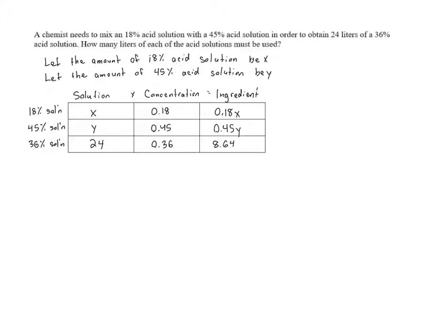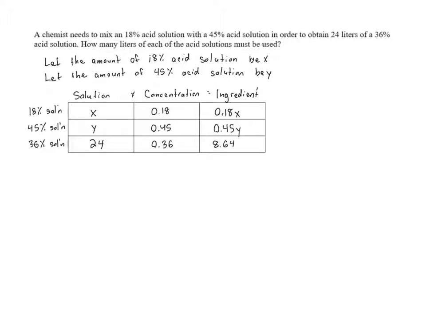Now, since we have two variables, we need to write a system of two equations to model the situation. And just like the last problems we looked at, the interest problems, with these mixture problems, the equations are going to come from the first column and the third column. Let's look at the first column, the solution column.